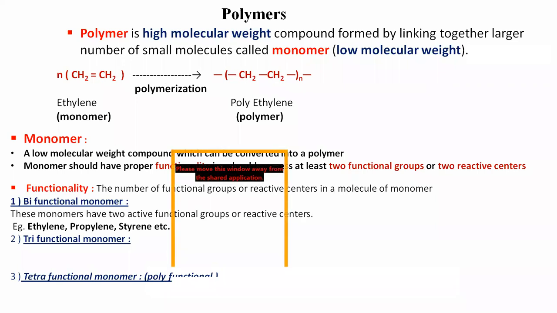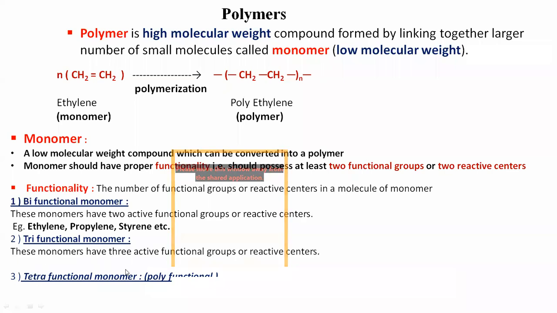Then trifunctional. Obviously, trifunctional means three reactive centers. These three sites are available for polymerization. That monomer molecule can be grown from three directions. So these monomers have three active functional groups or reactive centers. The best example is phenol. Now if you look at the phenol molecule, let me draw it over here.